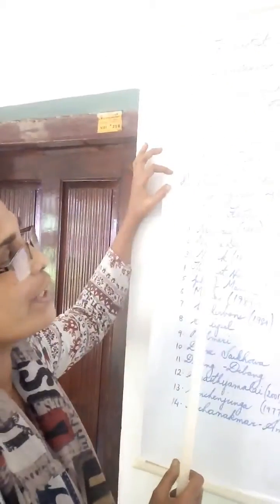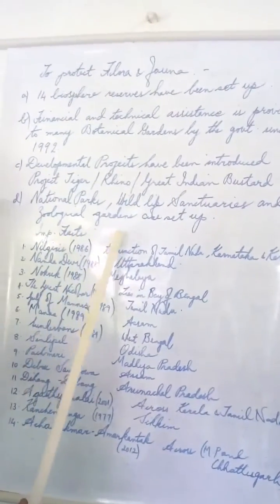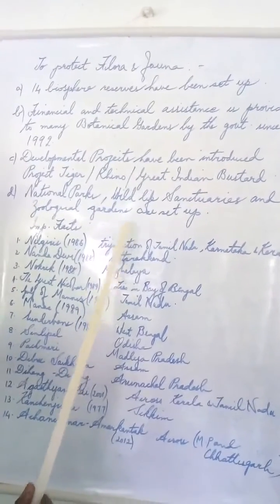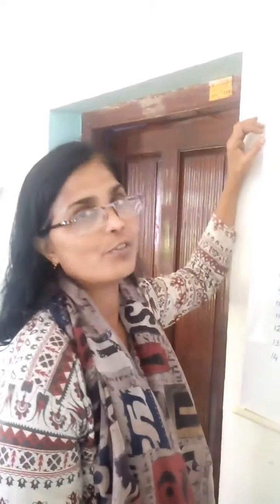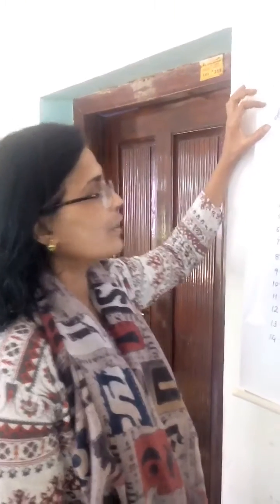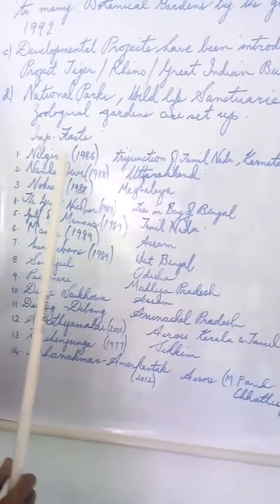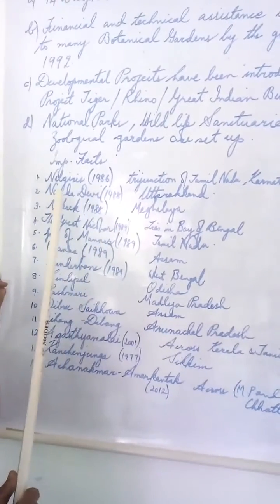The next point is that national parks were introduced, wildlife sanctuaries, and zoological gardens were also set up. So these were the steps initiated by the government to conserve the flora and fauna of our country. Now, you see here I have specified the 14 biosphere reserves. Then I'll tell you the important facts about the biosphere reserves.